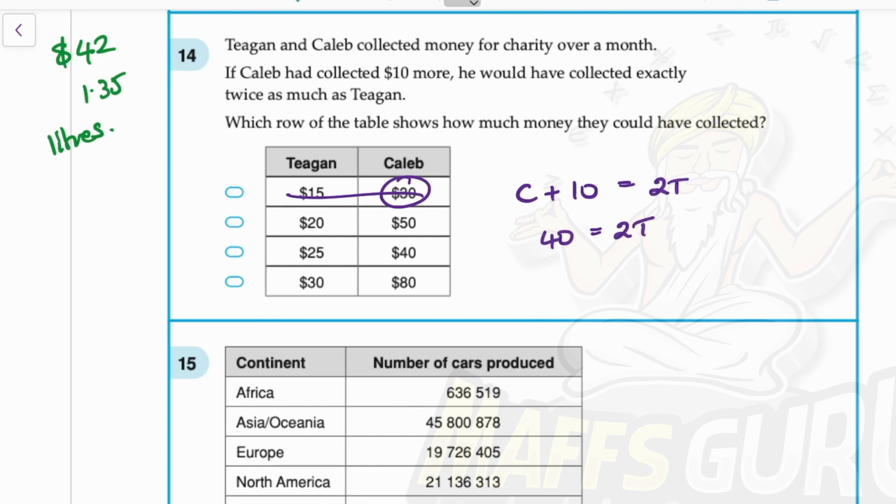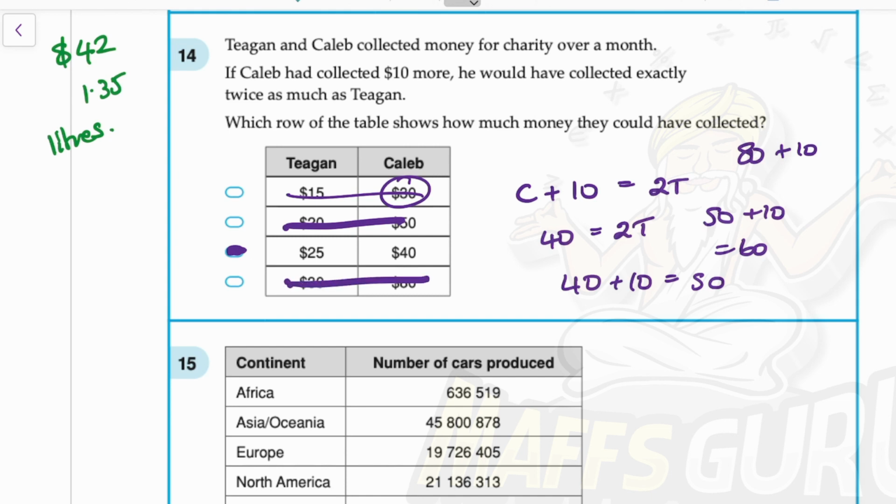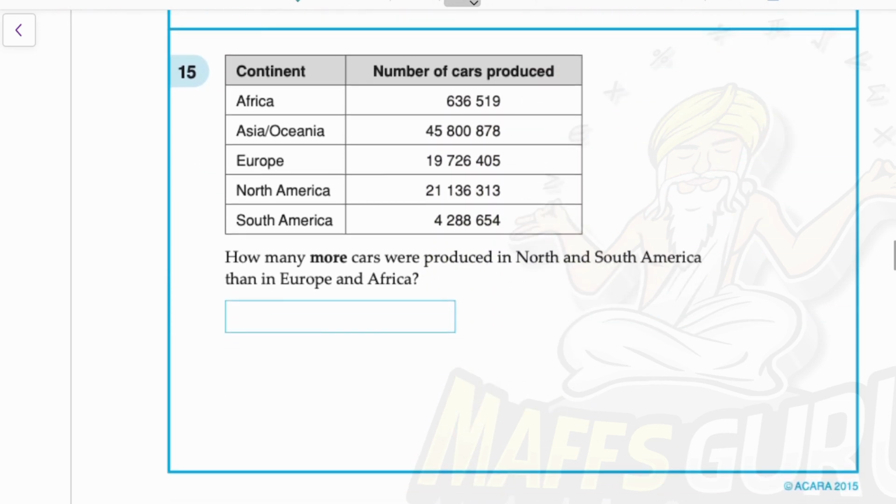So Caleb has got $50. Add the $10, which gives me $60. Now that would have been twice as much as Tegan, $30. It's not that one there. So now 40, we're going to add on the $10, which is $50. Divide that by 2, which gives me $25. We'll just check the last one. 80 plus 10 is 90. Divide that by 2 gives me 45, and it's not that one there. So again, trial and error, actually having a go at these.